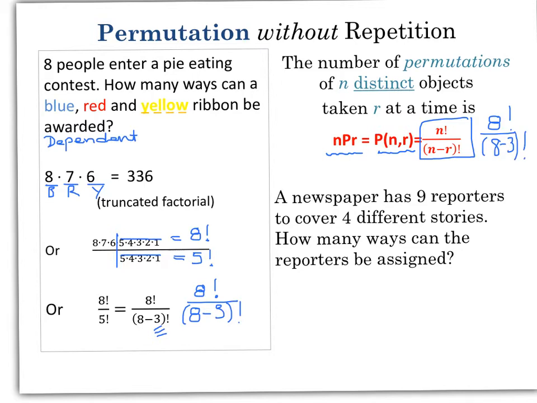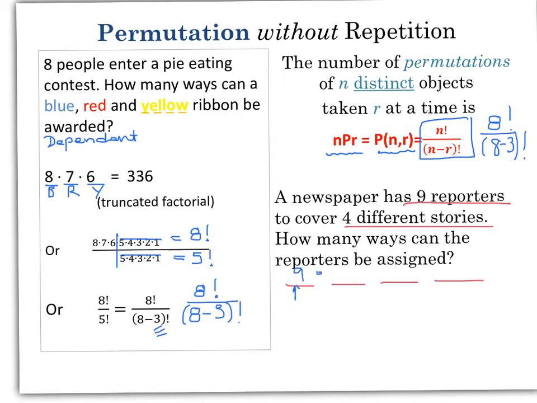Okay, so let's take a look at an example that we haven't done to see how this plays out. We have a newspaper that has 9 reporters, and they are going to cover 4 different stories. So we have 4 stories that need to be covered by 9 reporters. That means in the first story, we have a possibility of 9 different reporters.